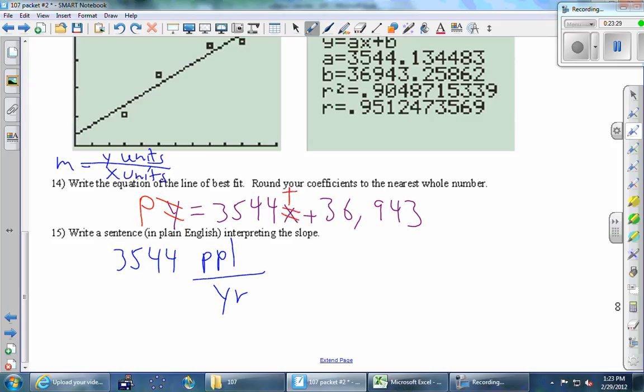So that 35,44 as a standalone number, I don't have much meaning for it. But put units on it, and I've almost got the interpretation without doing any more work. 3,544 people per year. You really just have to write a couple of words in that sentence, and you've got your interpretation. What's happening in Miami? What's happening with that 3,544 people? We are gaining, right? We are gaining 3,544 people per year.